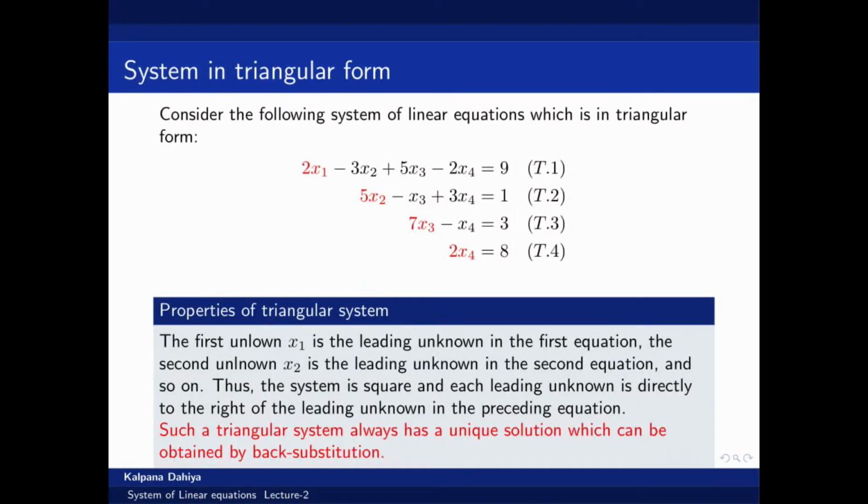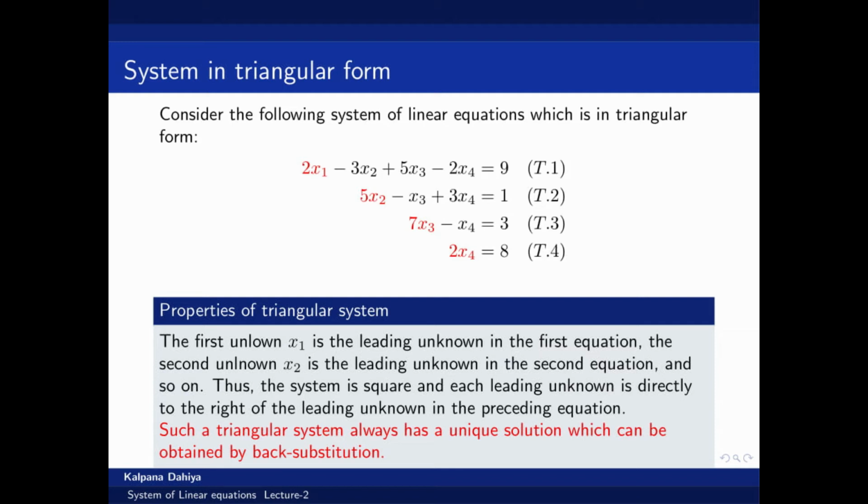Next one is the definition of a system in triangular form. Consider this system given by these four equations, T.1 to T.4. We have 2x1 minus 3x2 plus 5x3 minus 2x4 equal to 9, first equation. Second equation is 5x2 minus x3 plus 3x4 equal to 1. 7x3 minus x4 equal to 3, and 2x4 equal to 8. Such a system is called a triangular system.